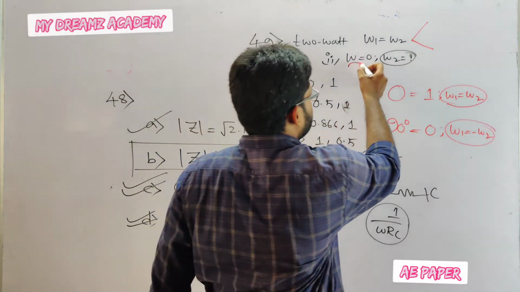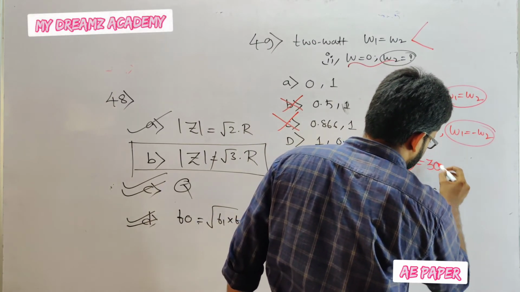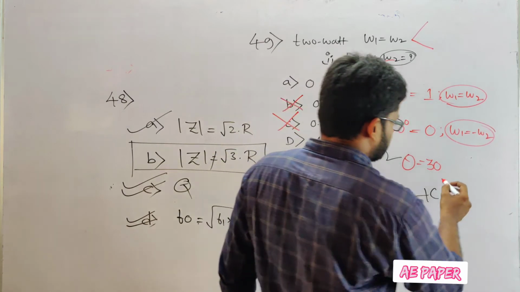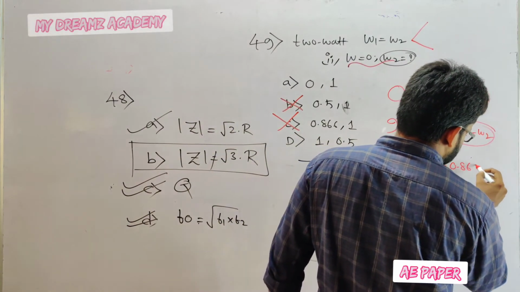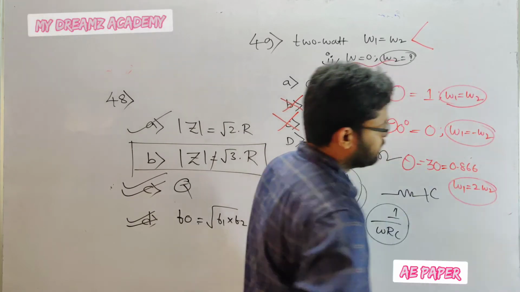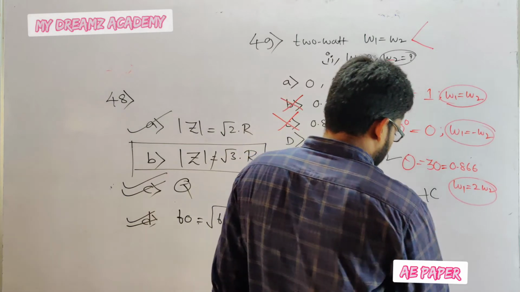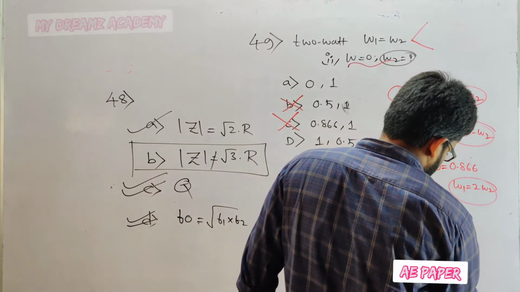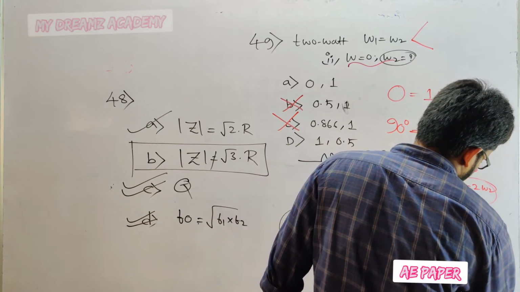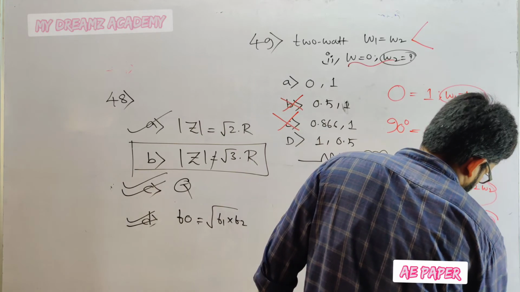Next we are going to see the second condition. If theta is equal to 30 degrees, the power factor is 0.866. In this, one wattmeter reads greater than the second wattmeter, so W1 is equal to 2 times W2. Next, if theta is equal to 60 degrees, the power factor is 0.5. W1 is equal to 0, and W2 is equal to the total entire power.